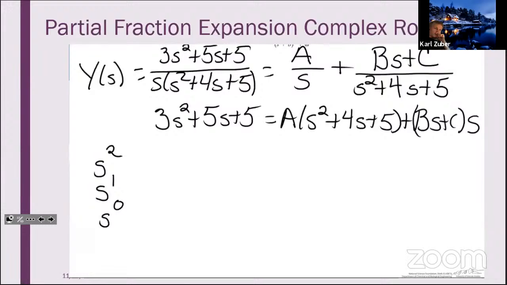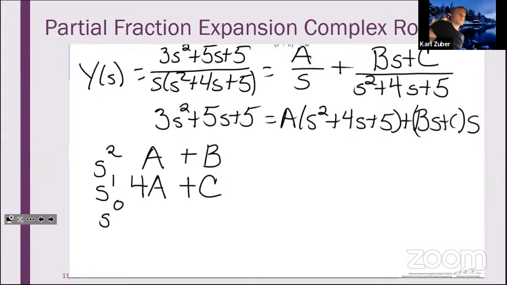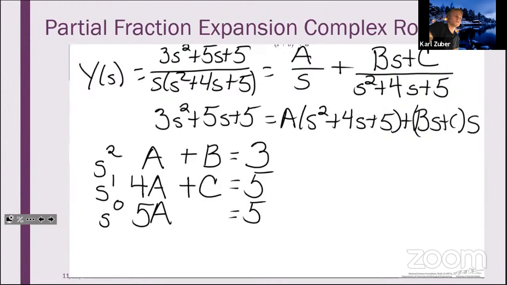So if we look at our right-hand side, we see that we have an as squared term and a bs squared term. If we look at our s terms, we have 1 for a, 4as, and we have 1 for c, c times s. For constant, the only one we have is 5a. We then use the left-hand side to match what these coefficients have to equal. So if we look on the left-hand side, we have 3s squared, 5s, and 5. We can now solve for a, b, and c.